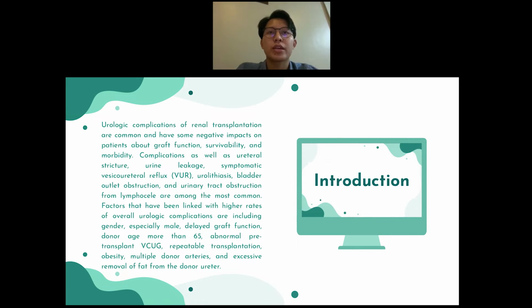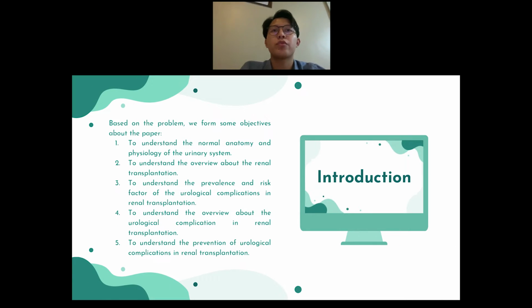Factors that have been linked with higher rates of overall urologic complications include gender, especially male, delayed graft function, donor age more than 65 years old, abnormal pre-transplant VCUG, repeat transplantation, obesity, multiple donor arteries, and excessive removal of fat from the donor ureter. Based on the problem above, we can form some objectives about the paper.